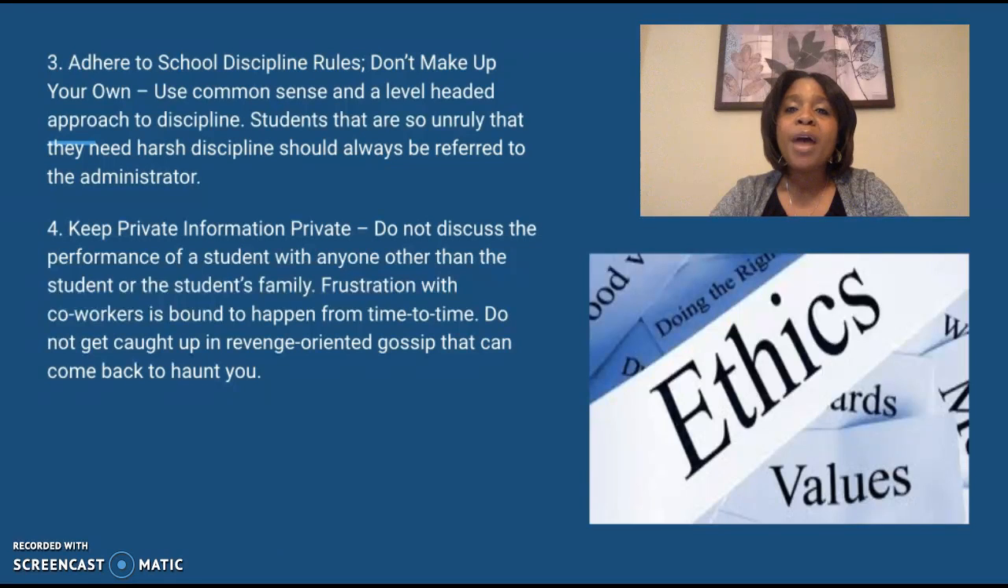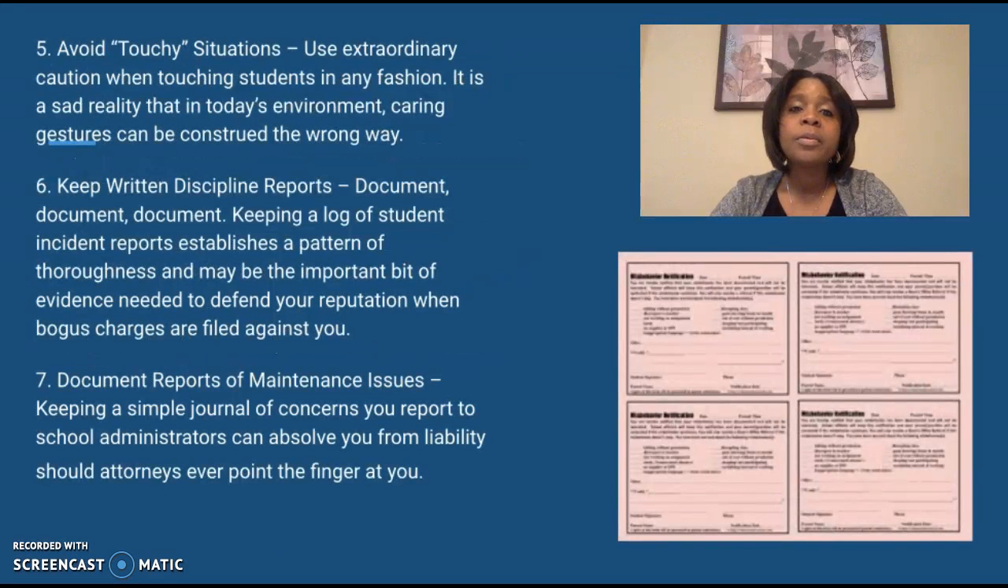4. Keep private information private. Do not discuss the performance of a student with anyone other than the student or the student's family. Frustration with coworkers is bound to happen from time to time. Do not get caught up in revenge-oriented gossip that can come back to haunt you. 5. Avoid touchy situations. Use extraordinary caution when touching students in any fashion. It is a sad reality that in today's environment, caring gestures can be construed the wrong way.